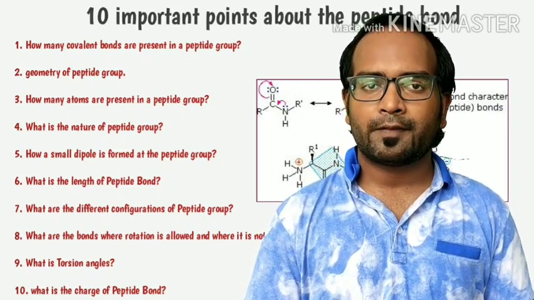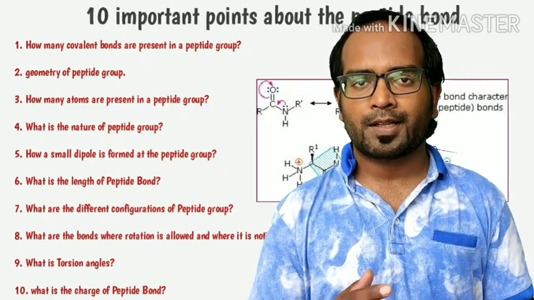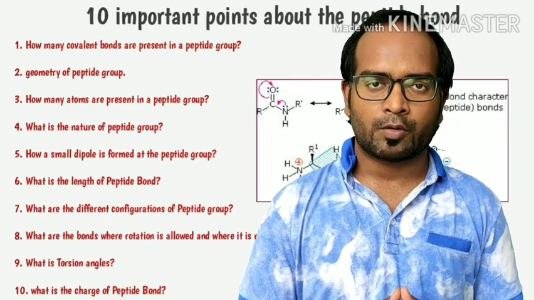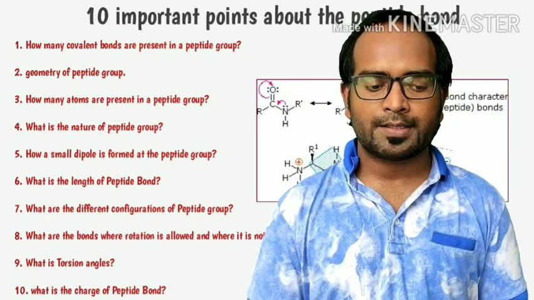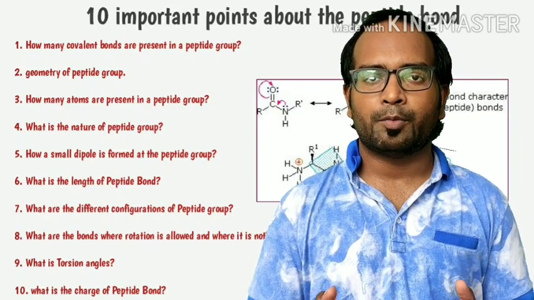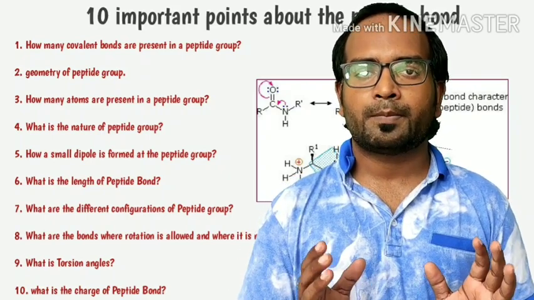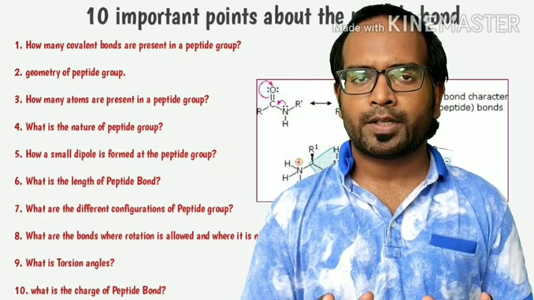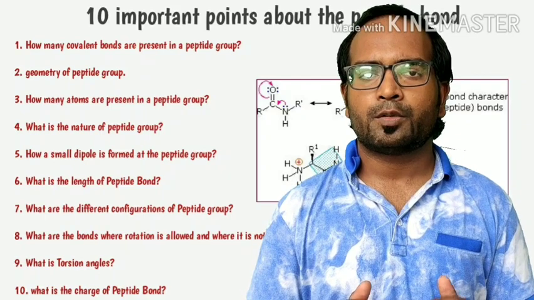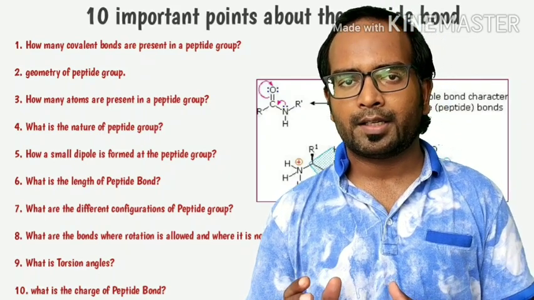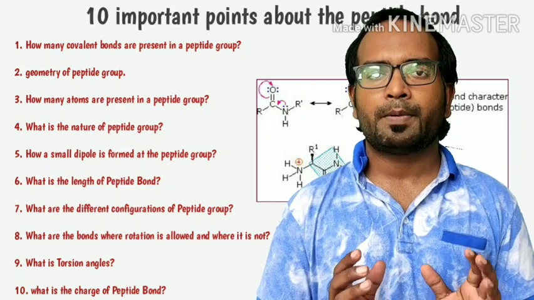Seventh, what are the different configurations of the peptide bond? Eighth, what are the bonds where rotation is allowed and where rotation is not allowed? Ninth, what are the torsion angles? And the last point, tenth, what is the charge of the peptide bond? These were the 10 most important points about the peptide bond, and I am sure most of the questions are frequently from these 10 points. So watch the video till the end to understand the proper concept of the peptide bond.